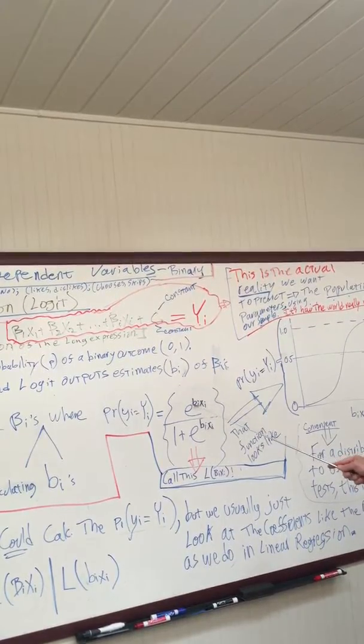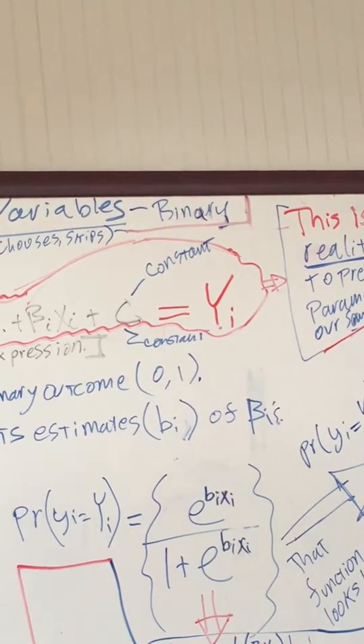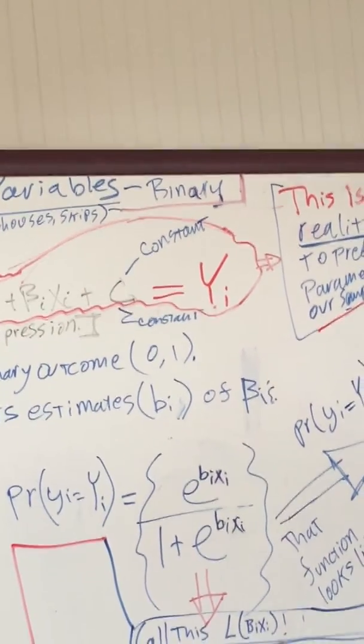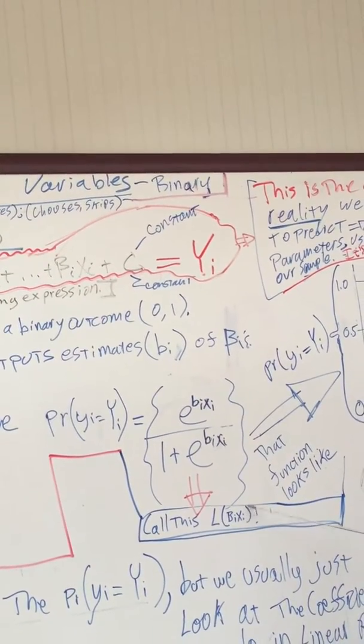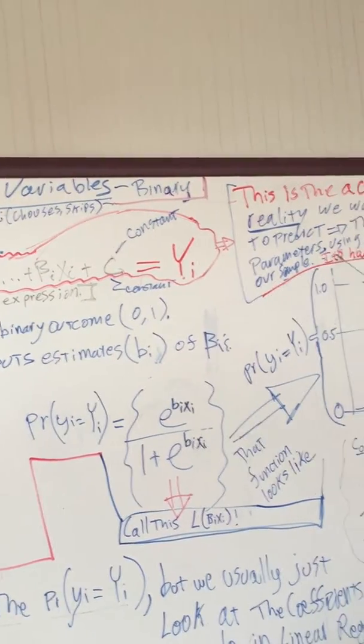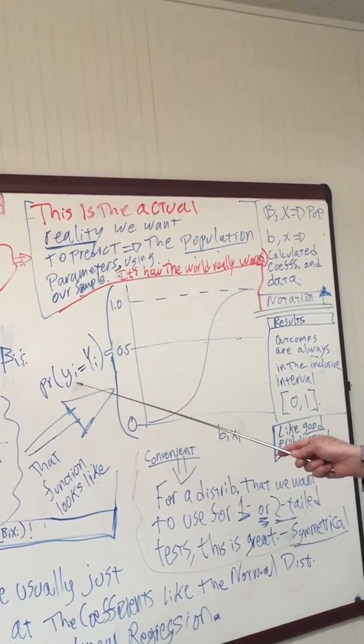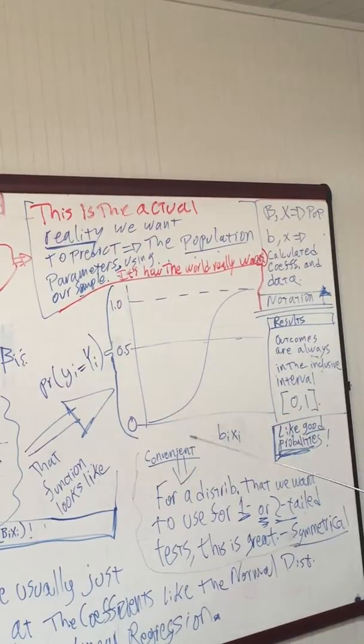We're trying to calculate those, and it's e to the bixi over 1 plus e to the bixi, and again for notation, we're going to call it a function, L of bixi, just so it's easier for me to write. And this function here looks like this. You have a probability on the y-axis, the probability that the data outcome equals the actual outcome in reality, and on the x-axis you have the bixi. This is a good way to think about probabilities because the function is symmetrical.